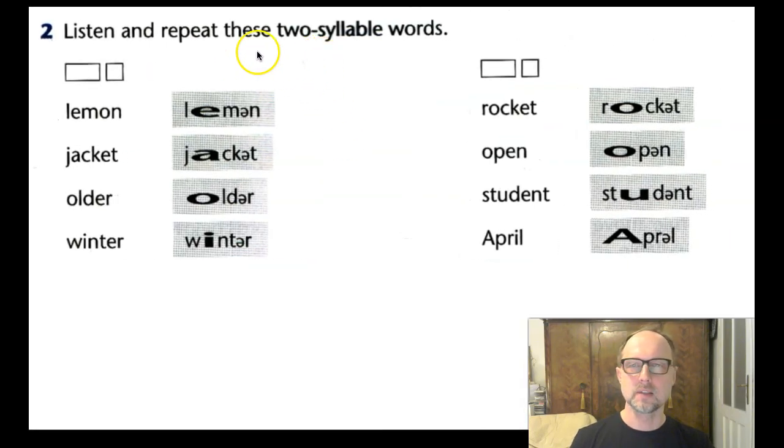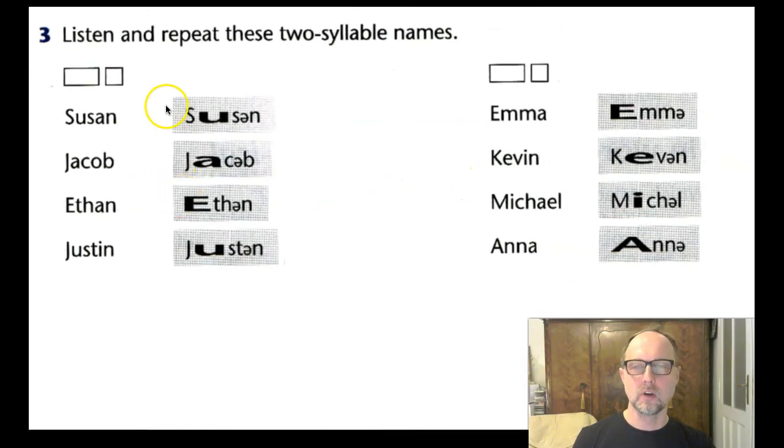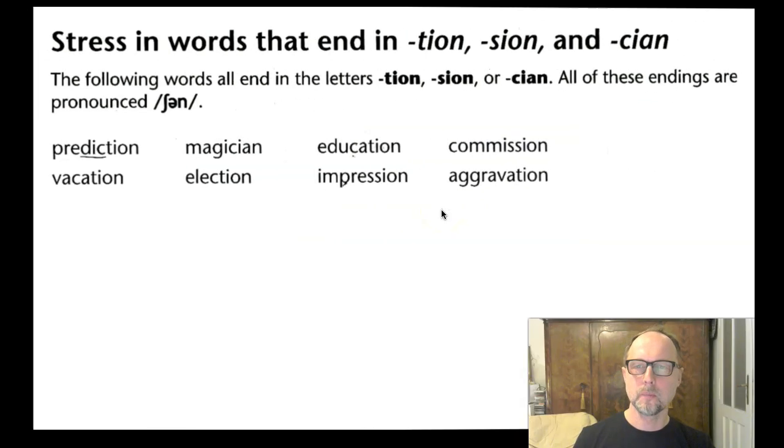And we practiced these two-syllable words, right? Like lemon, jacket, older, winter, rocket, open, student, April. So as you can see, they're all stressed on the first syllable, and they're all nouns, adjectives, and adverbs. And names also are kinds of nouns, so they're stressed on the first syllable.